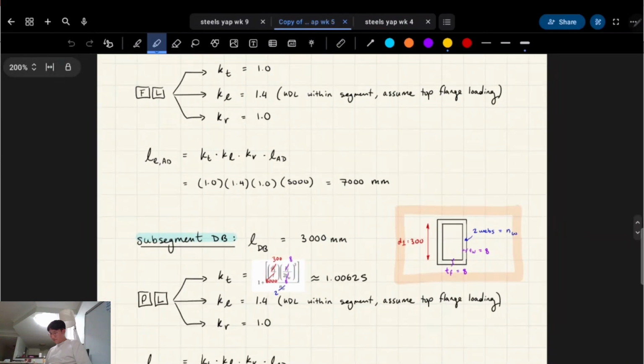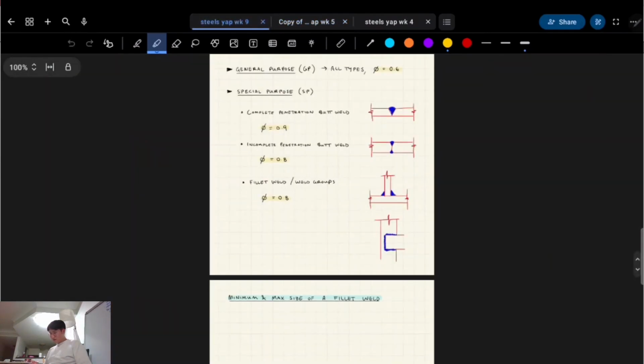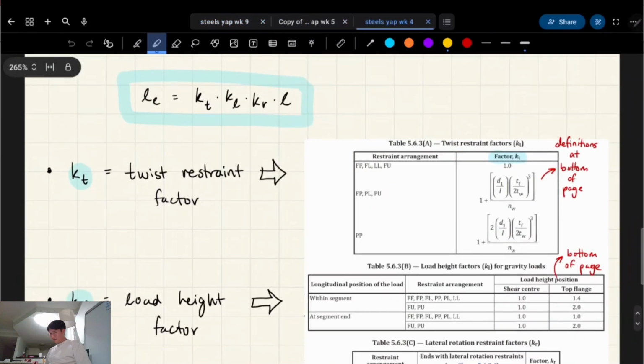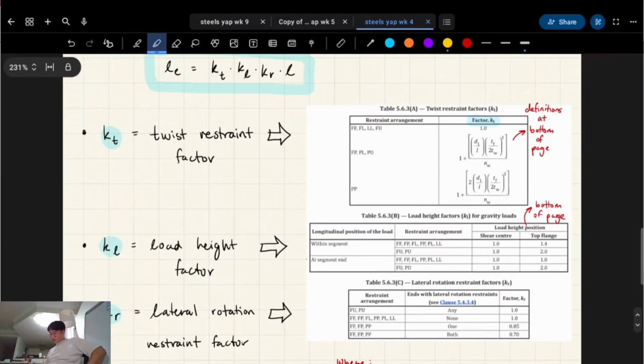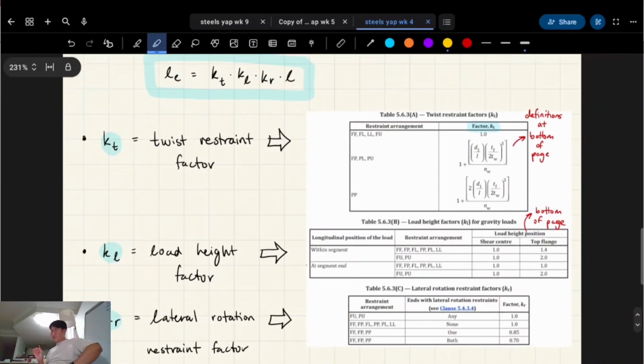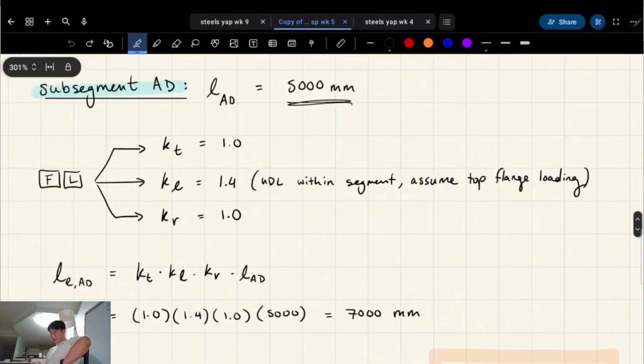But what about for PL? You have to do the formula, and that's to do with how many webs you have. If you have one web, I think, actually just see how the maths goes. Basically you just try the formula. Generally you get a number pretty close to 1, but you should still calculate it, just to be fully correct. That's KT.